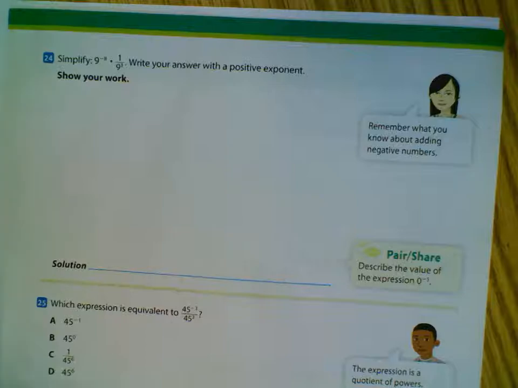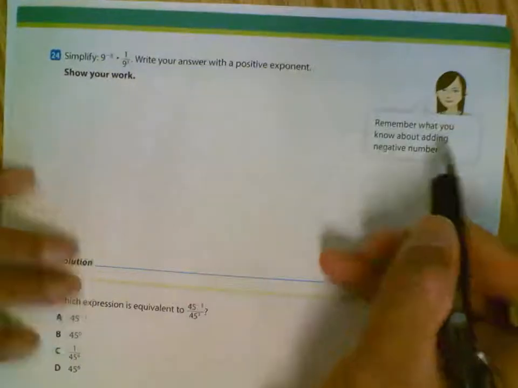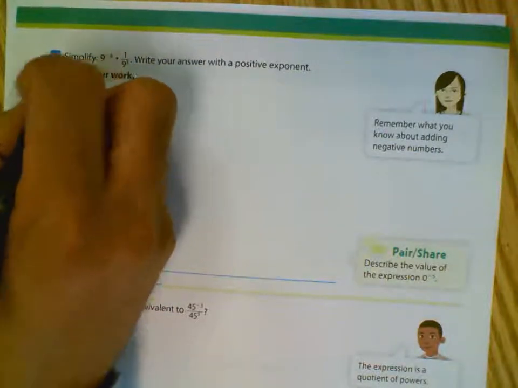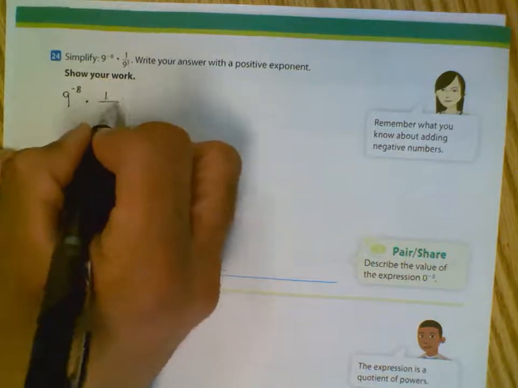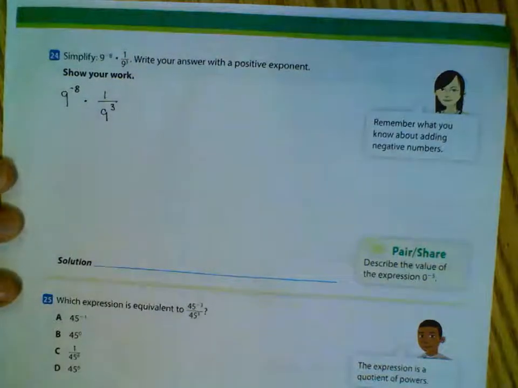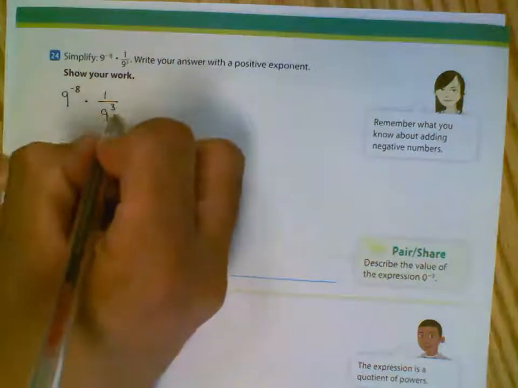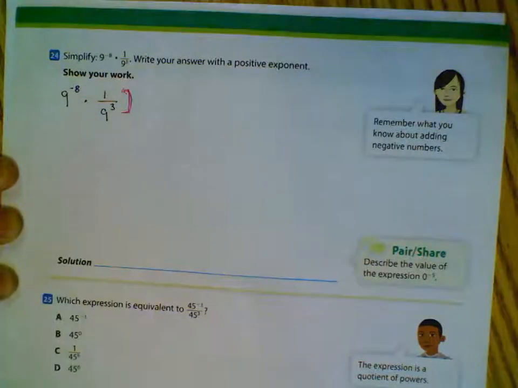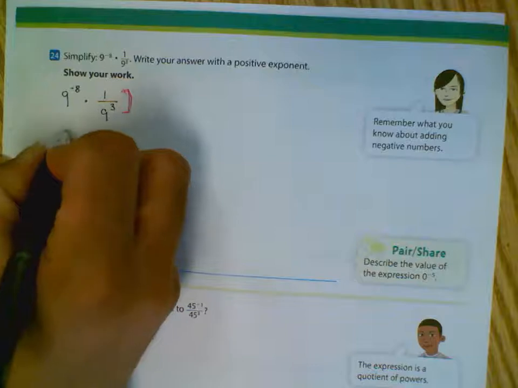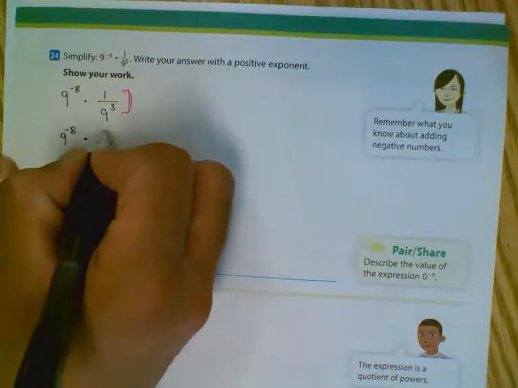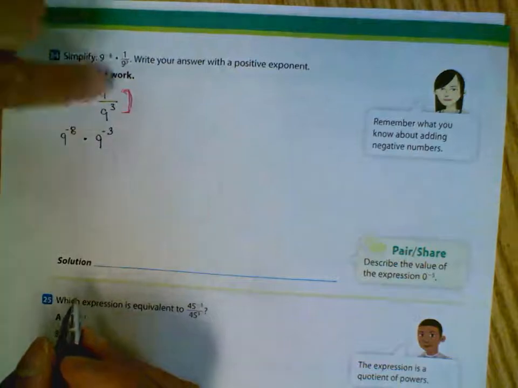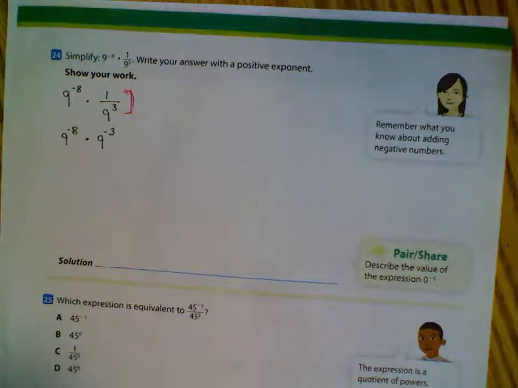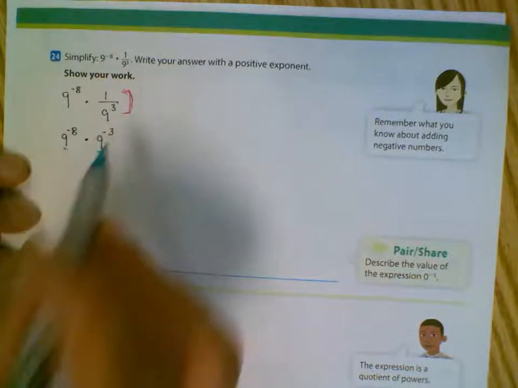So what I'm going to do is work in reverse here. Remember what you know about adding negative numbers. So I have 9 to the negative 8, times 1 over 9 to the 3rd power. I'm going to move this 9 to the numerator, and I'm going to explain why. So I have 9 to the negative 8 times 9 to the negative 3. If I move this 9 upstairs, then the exponent becomes negative. So why did I do it? Because I want the same base so I can add the exponents.